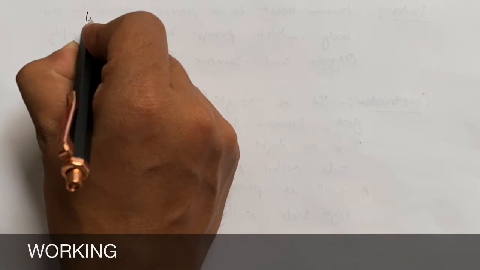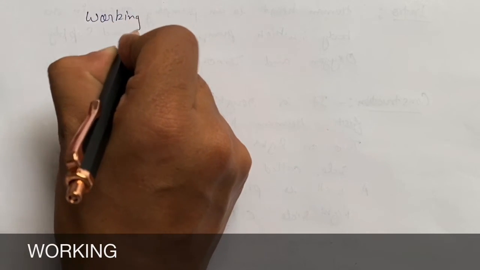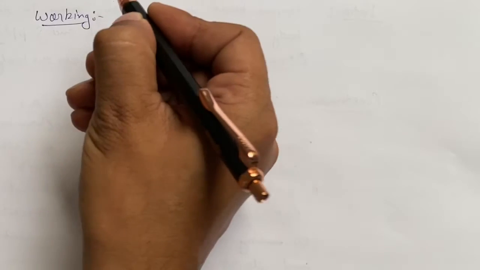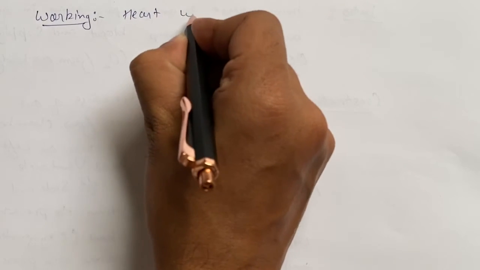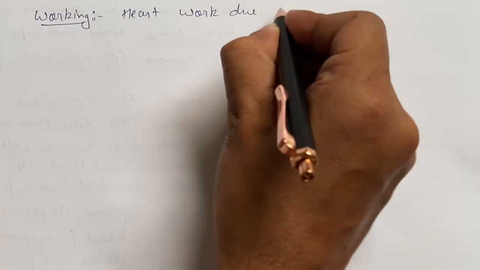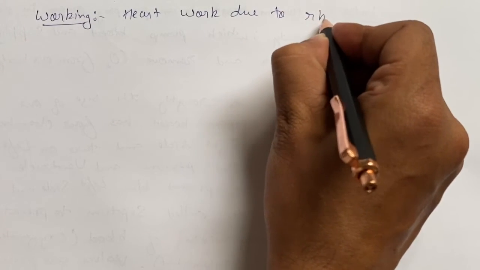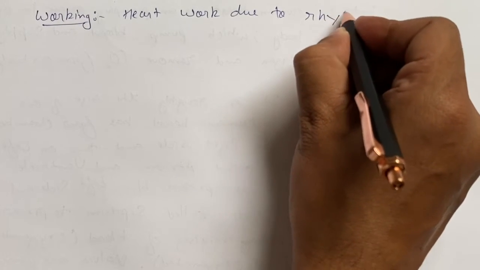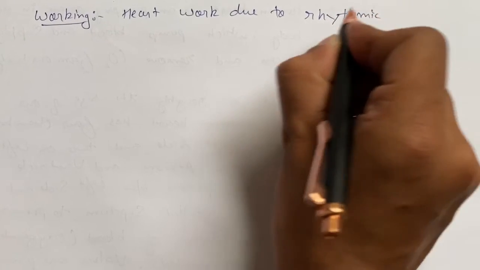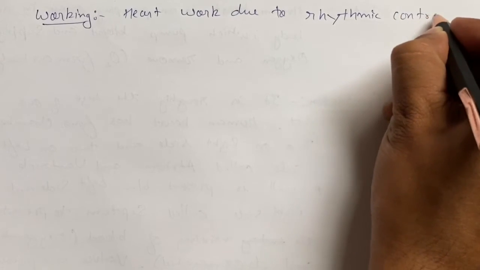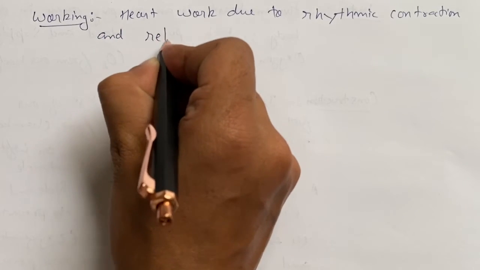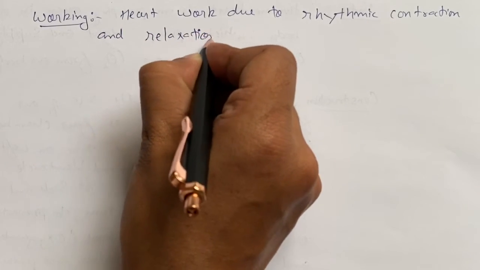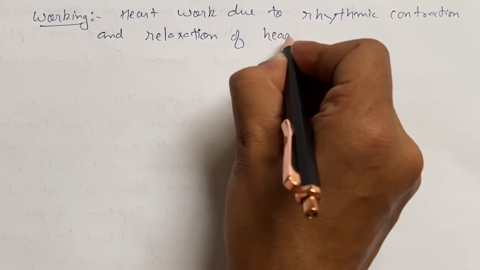Working of human heart. Heart works due to rhythmic contraction and relaxation of heart muscle.